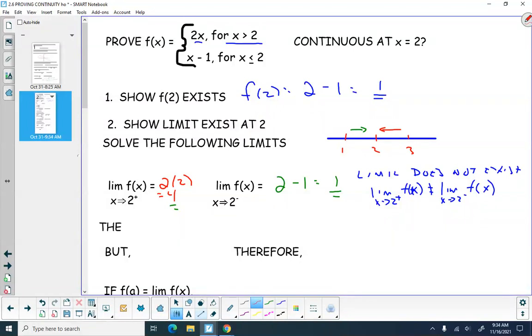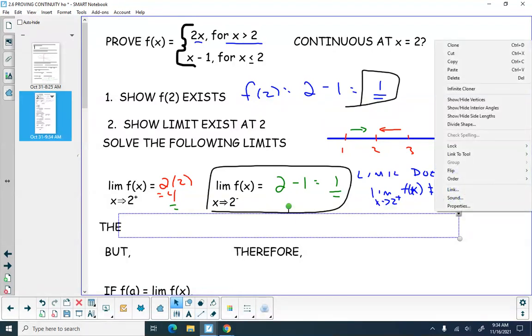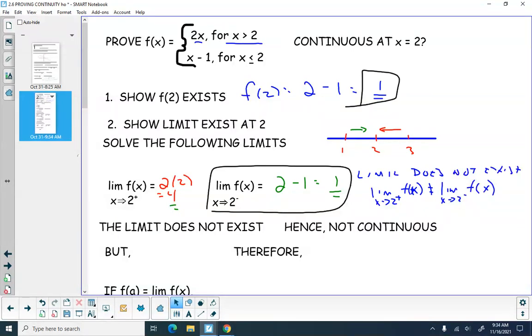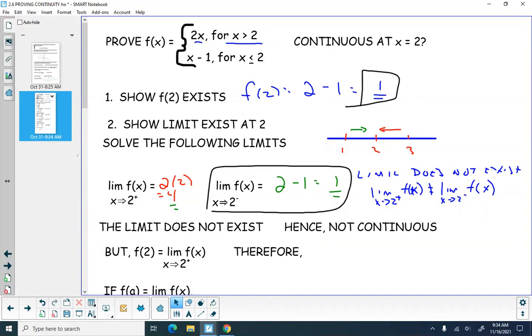But if we take a look, the limit as x approaches 2, that should be from the left here. The function value at 2 equals the limit as x approaches 2 from the left. These values are equal. The limit as x approaches 2 from the left equals 1. The function value at 2 is the value of 1.